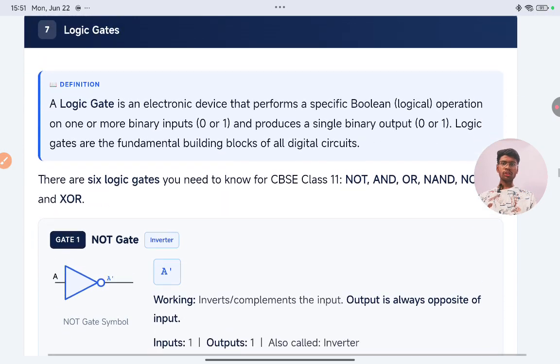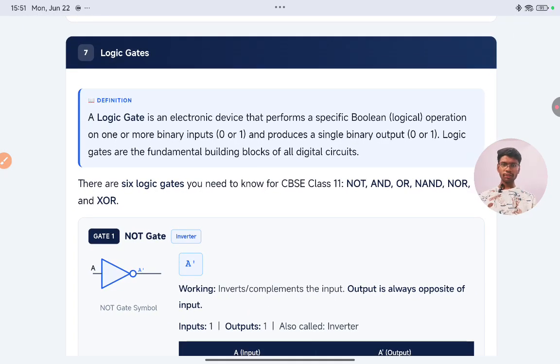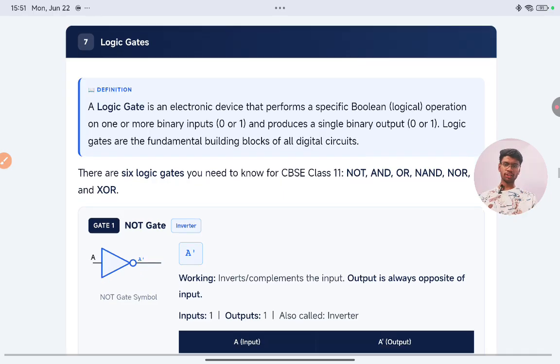So, logic gates. Then we go over the logic gates. What is a logic gate? Basically, logic gates might come later in physics also, somewhere in class 12, though it is now deleted as part of the new NCERT pattern. So a logic gate is an electronic device that performs a Boolean logical operation on one or more binary inputs, 0 or 1, and produces a single binary output, 0 or 1. These are the building blocks of all digital electronic circuits.